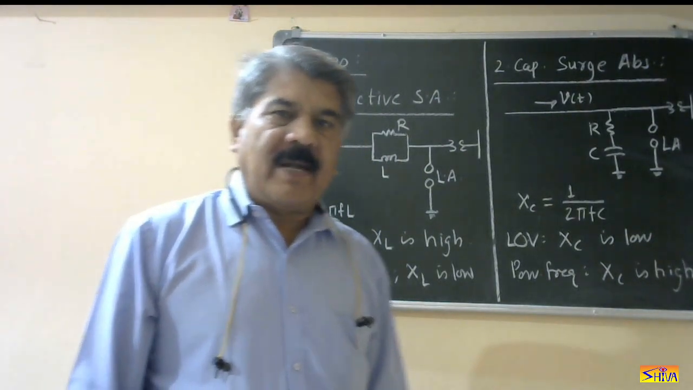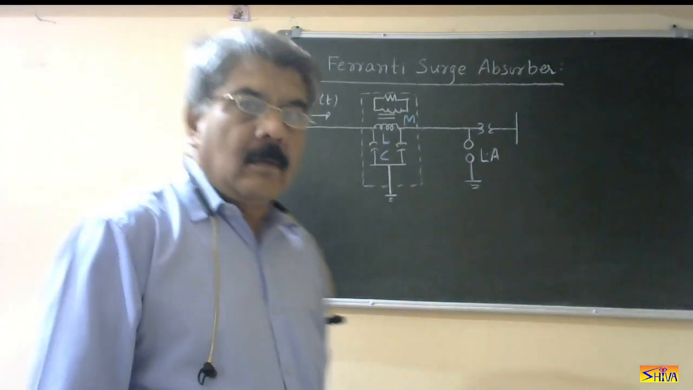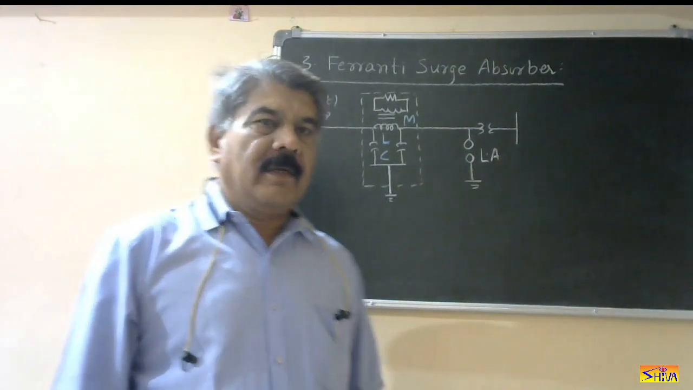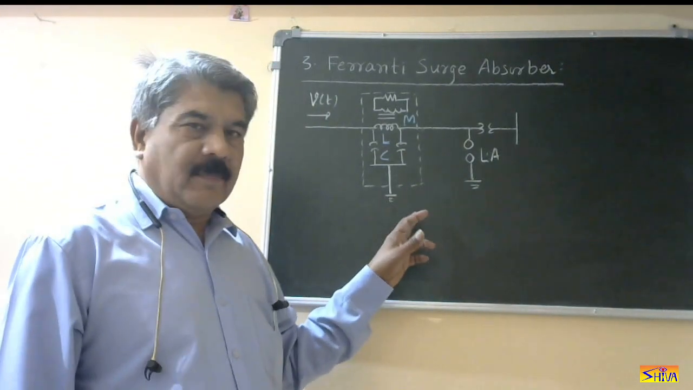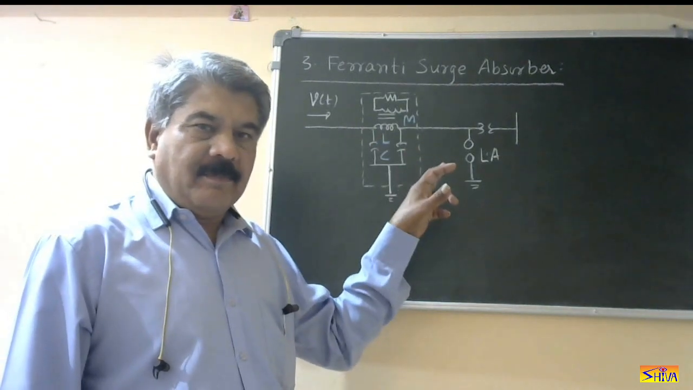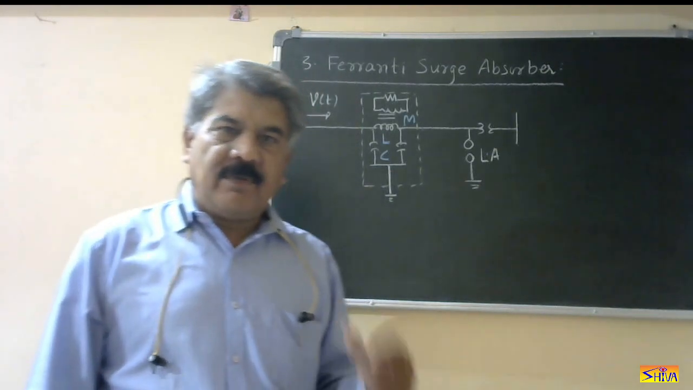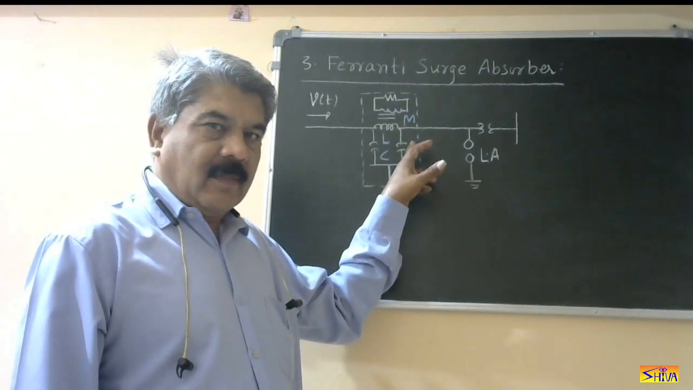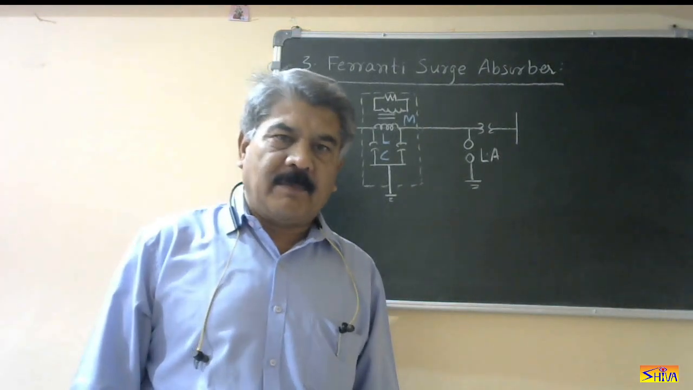Third one is Ferranti surge absorber. Ferranti surge absorber consists of an inductor connected in series with the line. It is kept in a tank which is grounded and filled with transformer oil.